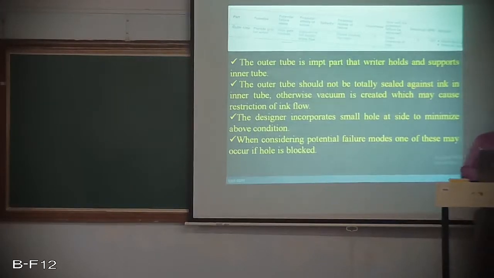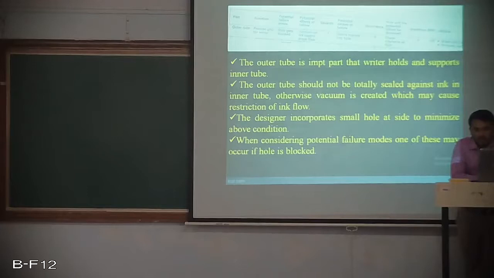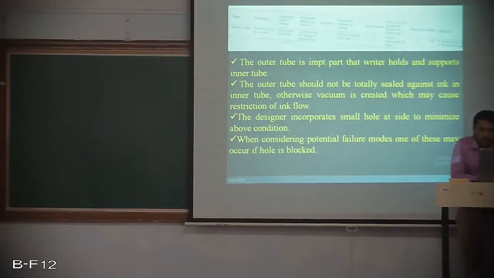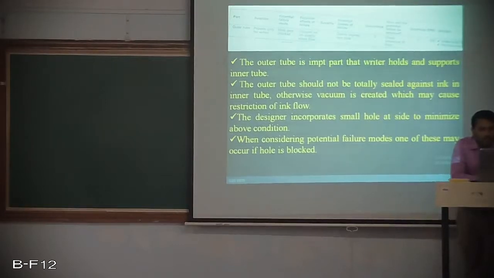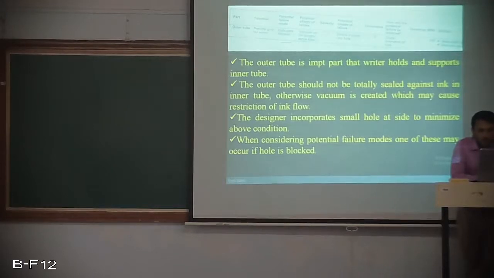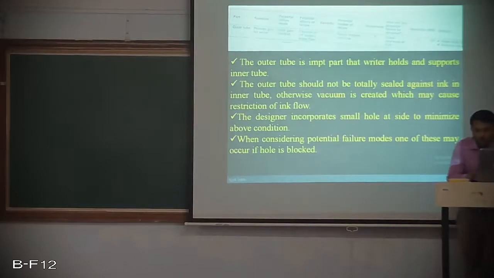Now here the outer tube is an important part because that is what the writer is going to hold, and it supports the inner tube. So the outer tube should not be totally sealed against the ink in the inner tube, otherwise a vacuum is created which may cause restriction of the ink flow. The designer incorporates a small hole at the side to minimize the above condition. When considering potential failure modes, one of these may occur if the hole is blocked.